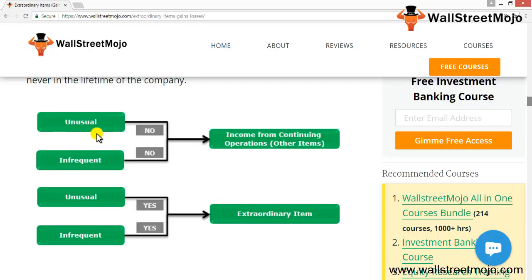You can see unusual and infrequent income from continuing operations and other items. And what are the extraordinary items? Is it unusual? Yes. Is it infrequent? Yes. If not, then it is income from continuing operations.